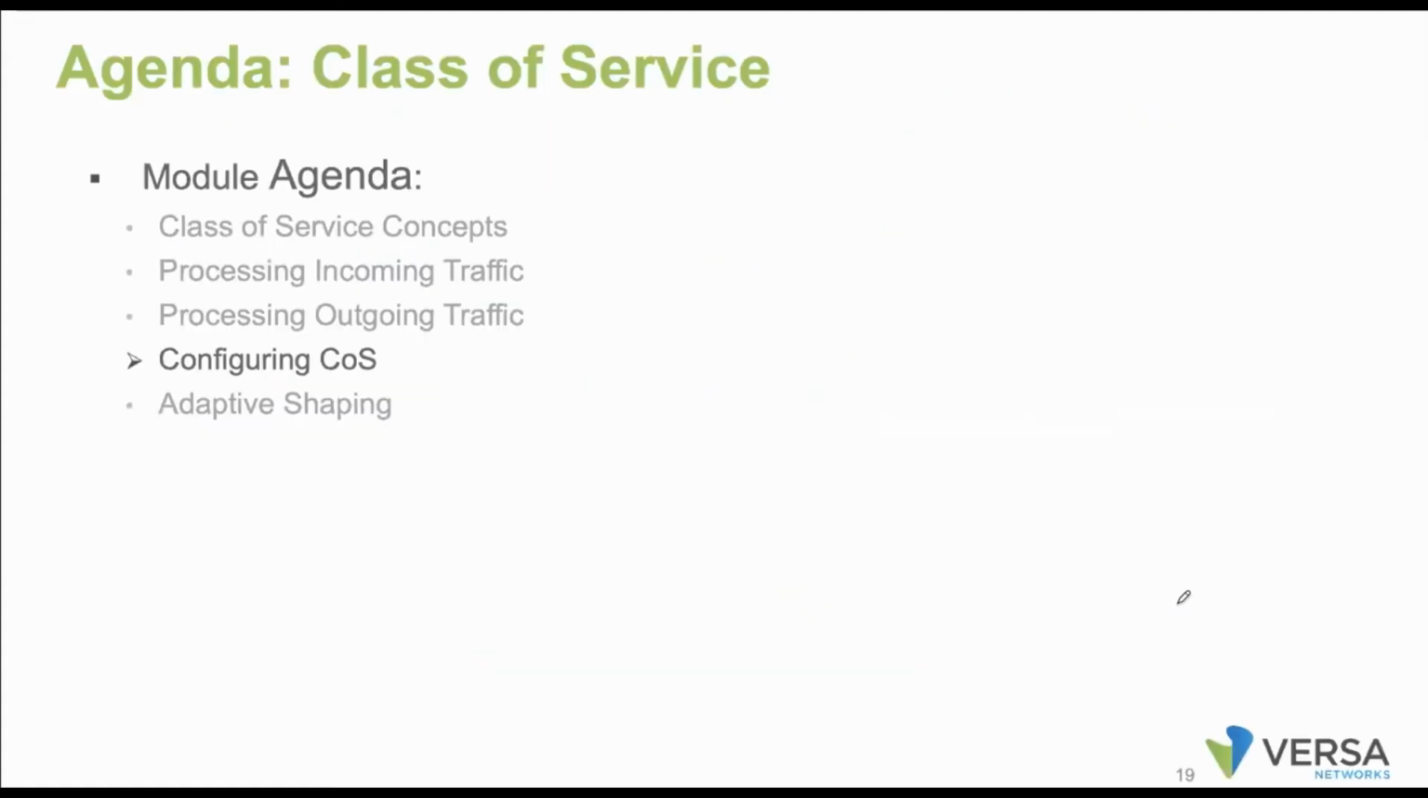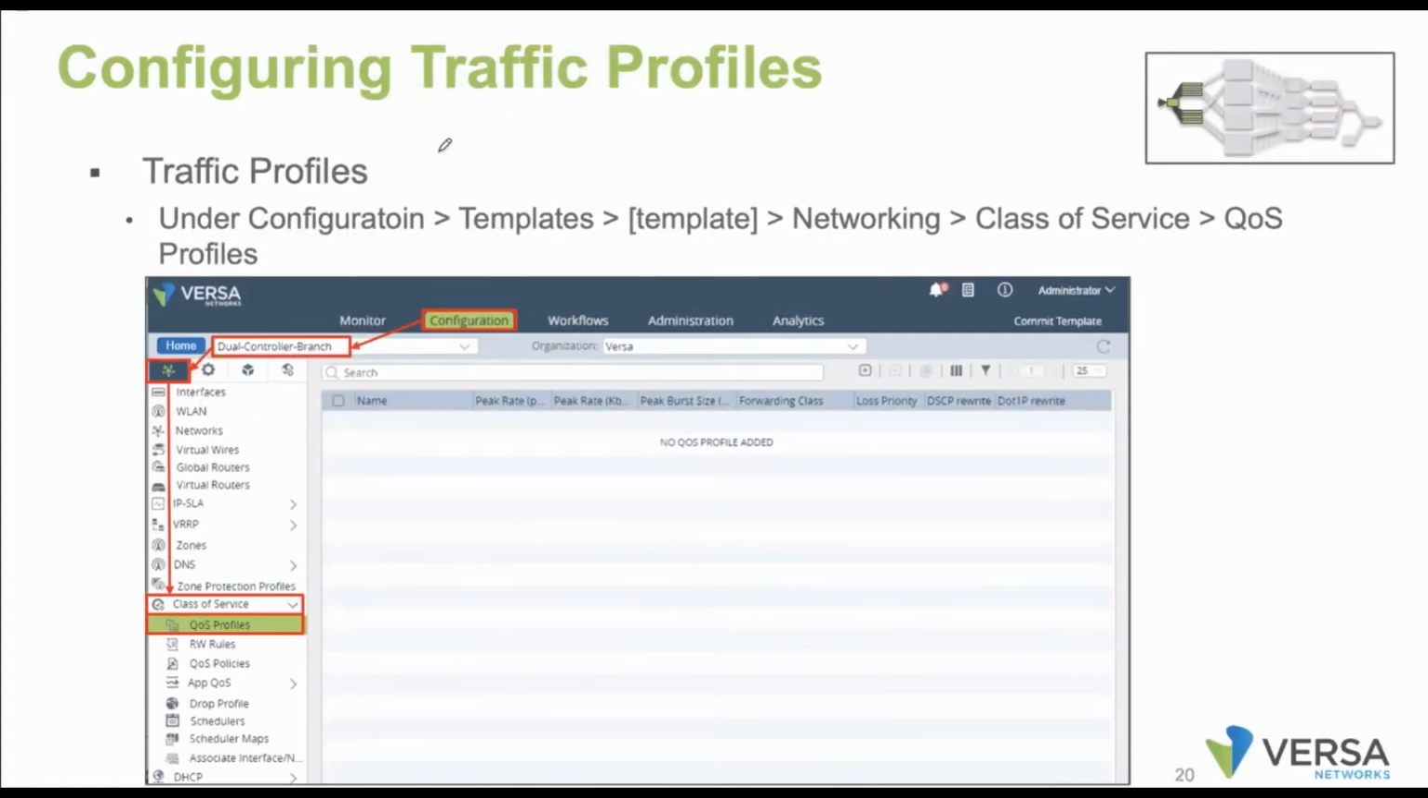Let's see all these steps. The first step is to create the profiles. How do you create it? Under the configuration, templates, class of service, you have all these options: QoS profiles, QoS policies, app QoS policies, rewrite rules, then red profiles, schedulers, scheduler maps, and the last step is associate with the interface. So the first step is creating the profiles.